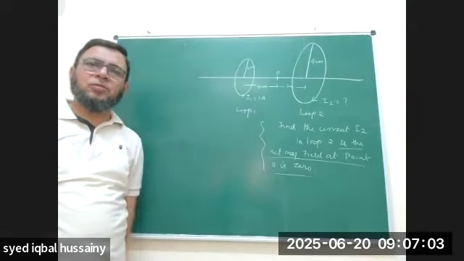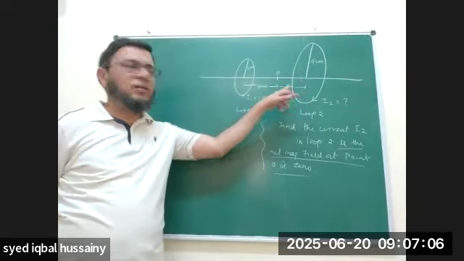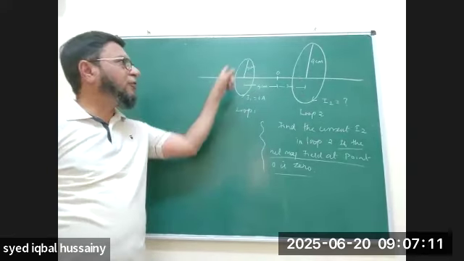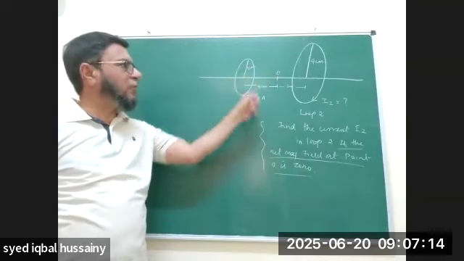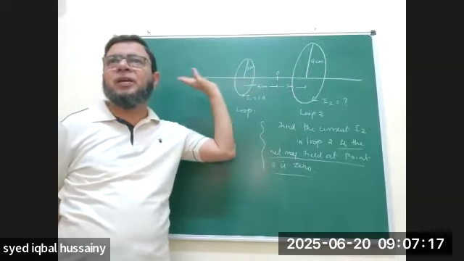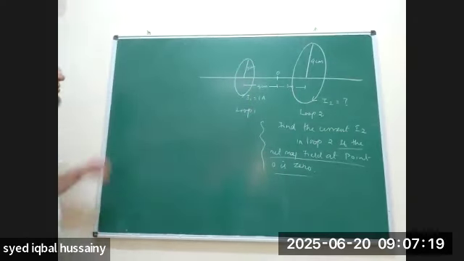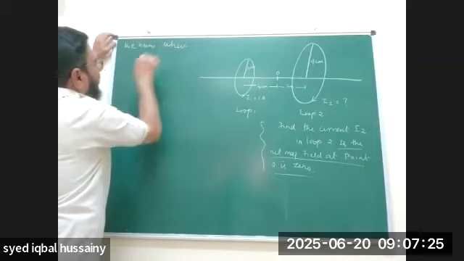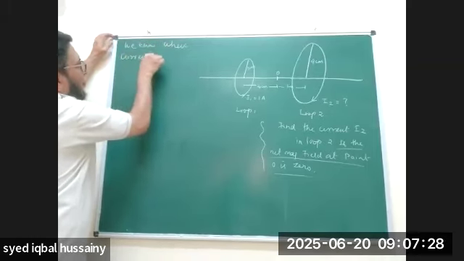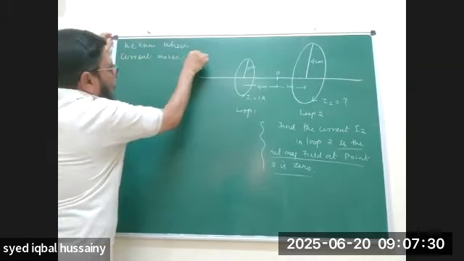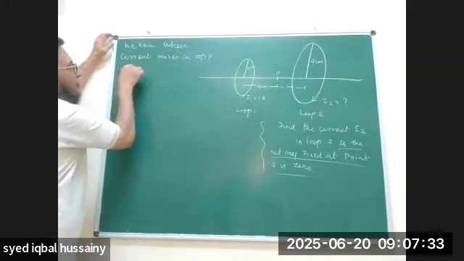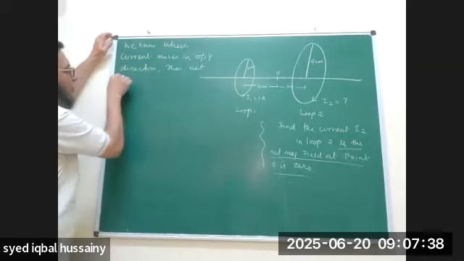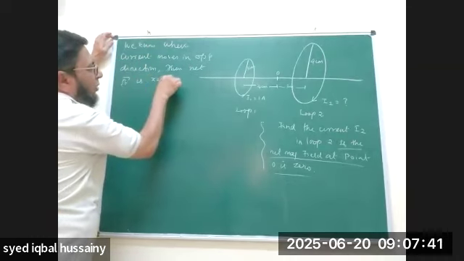That means, bachcho, when the magnetic field because of these two circular coils will be 0 at the center point, what is the condition we should know? The current should flow in opposite directions. When the current flows in opposite directions, then the net magnetic field will be 0. That is the concept. We know when current moves in opposite direction, then net magnetic field is 0 at center.